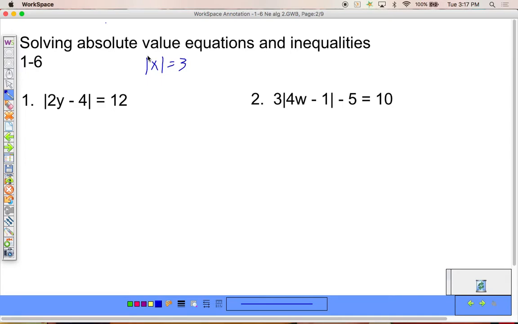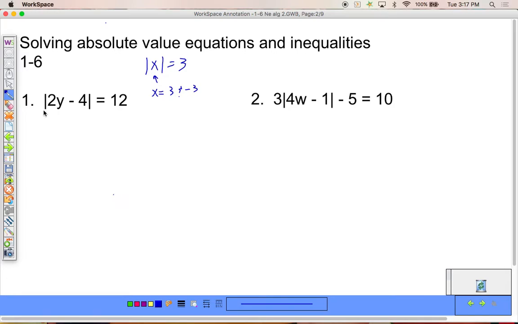What we need to realize is when we take the absolute value of anything, it's always going to make it positive. So I need to understand what I can substitute in here that when I make it positive, it's going to become 3. Hopefully we realize it's a 3 and a negative 3. The absolute value of 3 is also 3. Negative 3, absolute value is also 3. Okay, so we got 2. So we're after 2 answers every time.